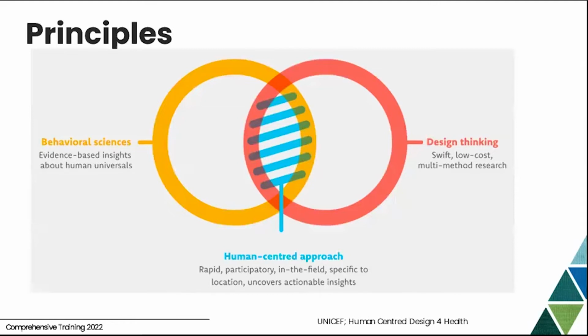So broadly, the co-design or co-creation principles are, on one hand, the behavioral sciences, and on the other hand, design thinking, bringing them together for the human-centered approach. We have discussed this also earlier on. So evidence-based insights about the universal aspects of behavior, and behavioral insights, form a key component of the human-centered design process. And design thinking is basically a swift, low-cost, and iterative process of being able to think through the entire solutioning and bringing this rapidly in a participatory manner to the field in a real-life setting, to a specific location, and gaining actionable insights from this. Bringing all of this together, as we can see in the Venn of these two circles, is a human-centered approach. Next, please.